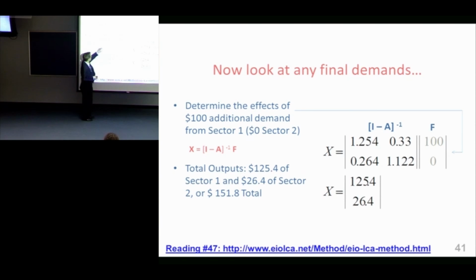So essentially $100 of additional expenditure in sector 1 leads to basically a growth, if you will, of an additional $25.40 in sector 1 because sector 1 purchases from itself, and $26.40 into sector 2. So the total increase in outputs, the sum of those two, just over $150.